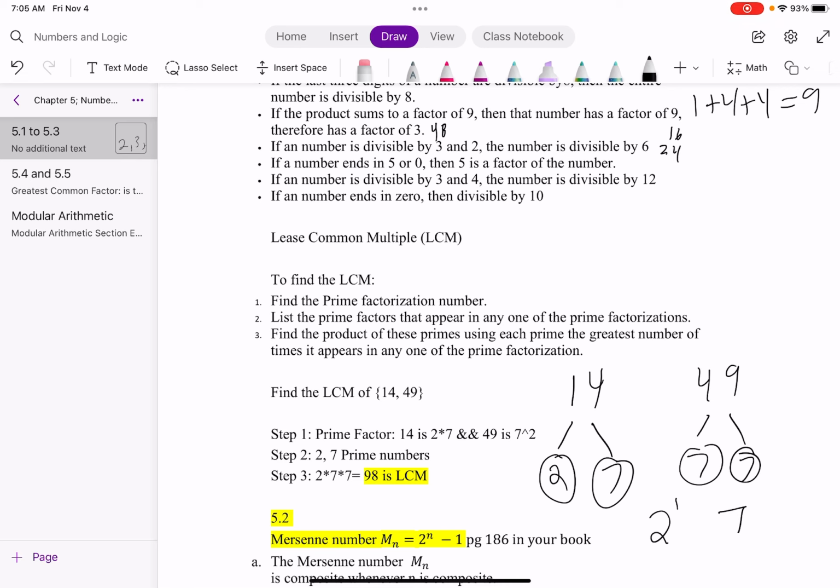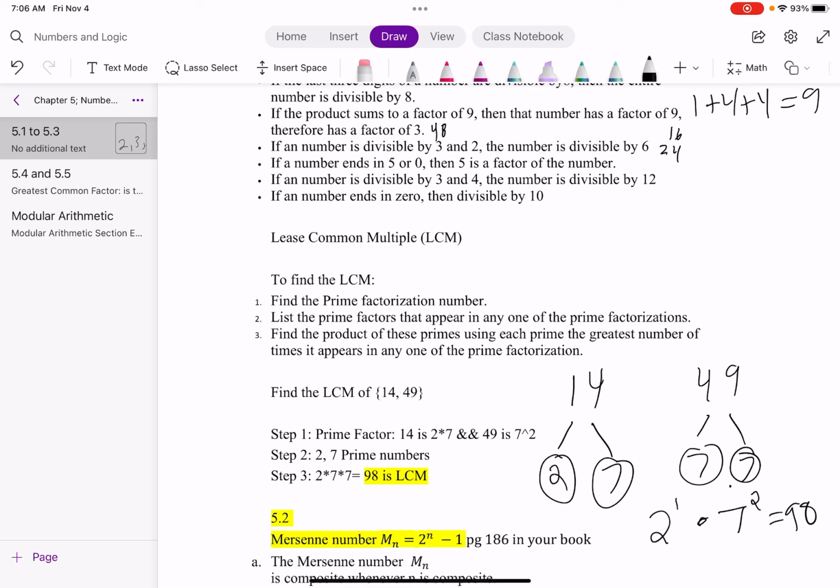Then I look at 7. 7 goes into 14 once. 7 goes into 49 twice. So what I do is I take the one that has the most. Since there are 2 7s in 49, I put a squared here. And then I multiply these. 2 times 7 squared is 98. So 98 is the first number they go into.